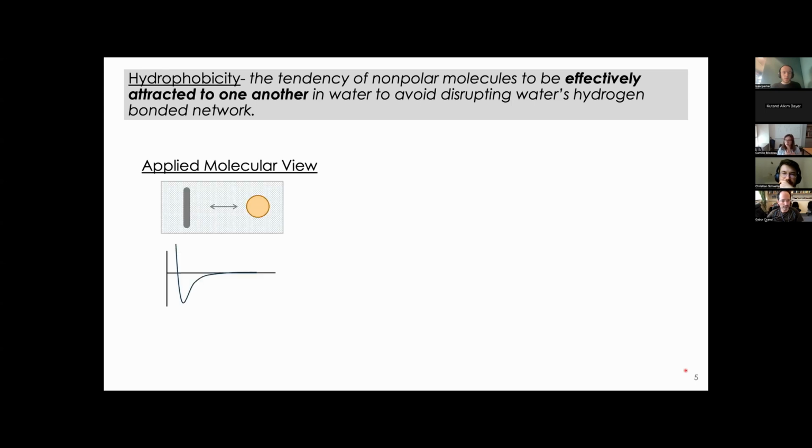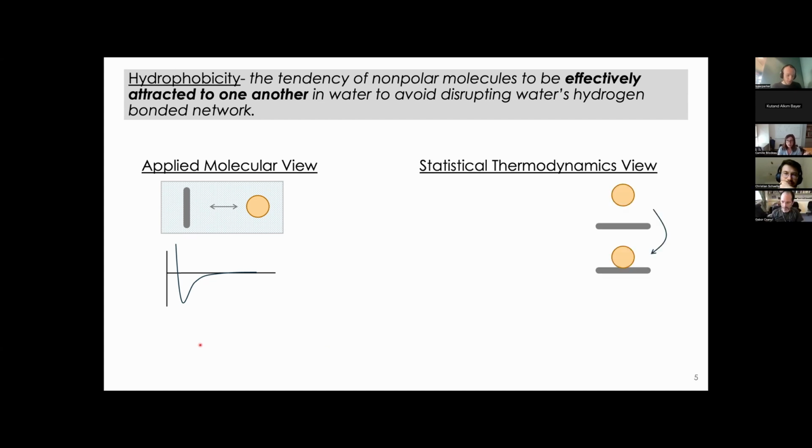The first is what I'm calling the applied molecular view, where if we have a surface, we're going to measure the free energy of some hydrophobic solute interacting with that surface. The idea being that if it's a strong interaction, this energy well is really deep, then this is going to be a really hydrophobic surface. Whereas if this is a weak interaction, then it's a hydrophilic surface. So pretty straightforward.